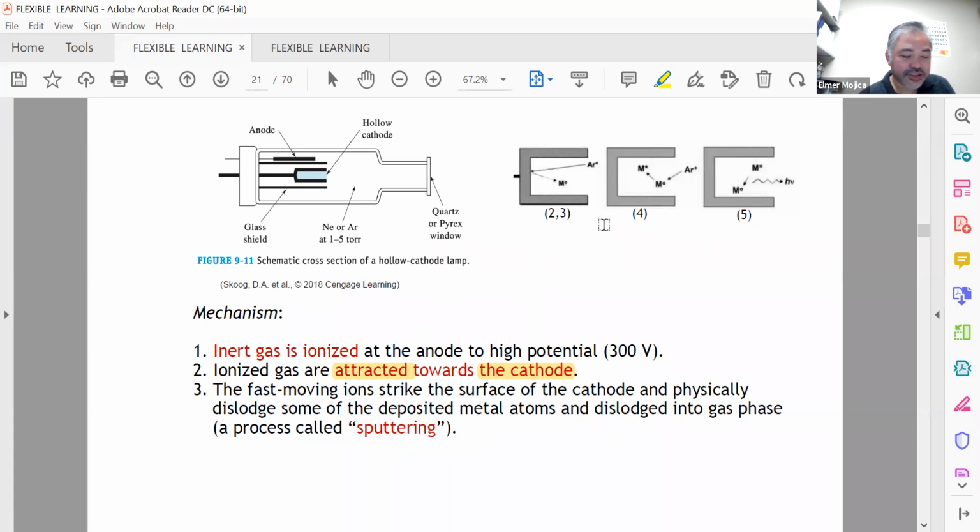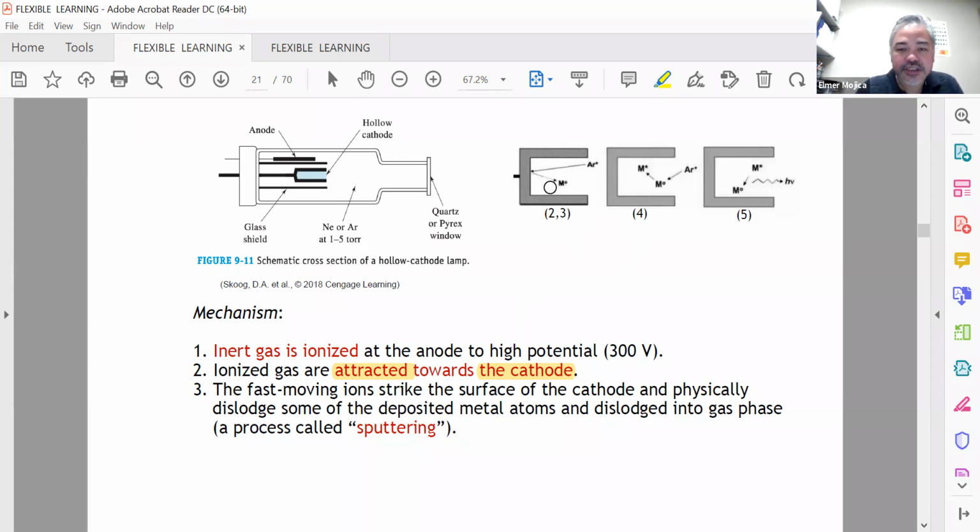Those are the steps that are happening. The inert gas is ionized, so you apply high potential, forcing the inert gas to be ionized. And then what happens to the ionized gas? They are attracted towards the cathode. The fast-moving ions strike the surface, and it's going to dislodge some of the metal atoms, like that one. So some of the metal atoms are what we call dislodged or sputtered.